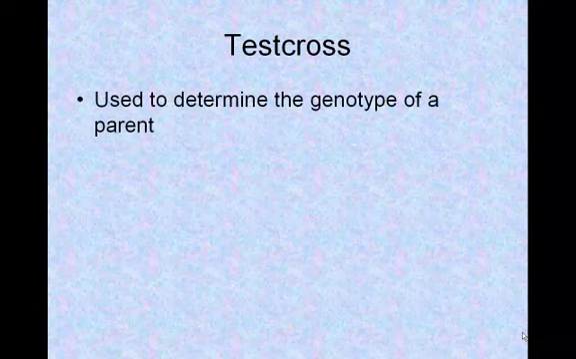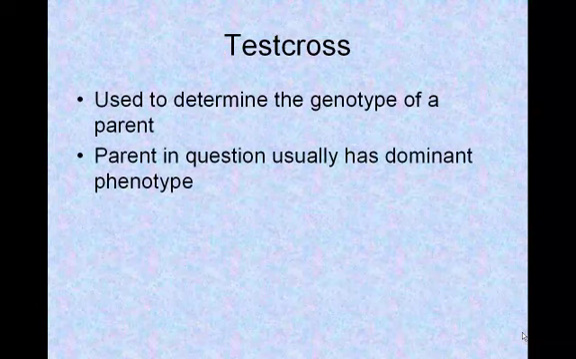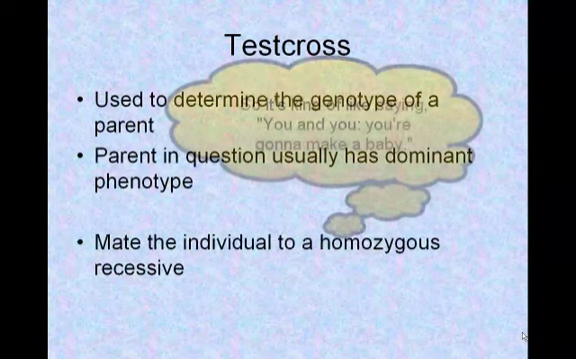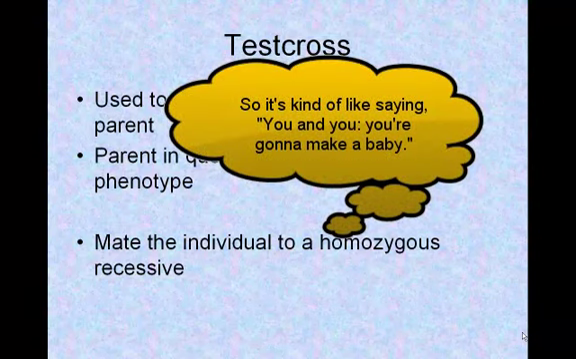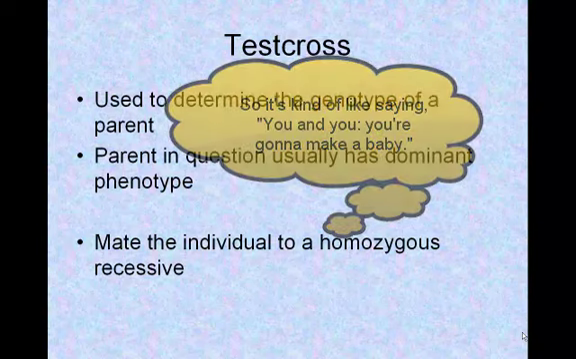Sometimes you need to do what's called a test cross to figure out what the genotype of an organism is. And in that case, the parent usually shows the dominant trait, but you don't know if the second allele is dominant or recessive. So what you do is you mate them to an individual that's homozygous recessive for the trait, and then observe the offspring.